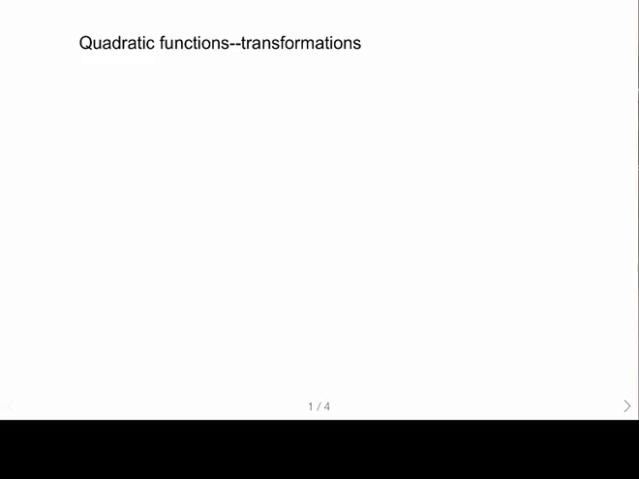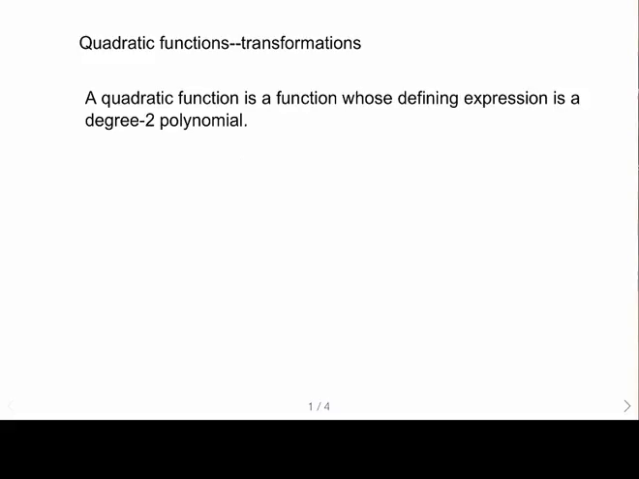In this session, we're going to see quadratic functions, and then we're going to look at them through the lens of transformations. First, we'll define a quadratic function as a function whose defining expression is a degree 2 polynomial. Here's an example: f of x equals ax squared plus bx plus c. I guess that's not really an example. It's just a generic one.